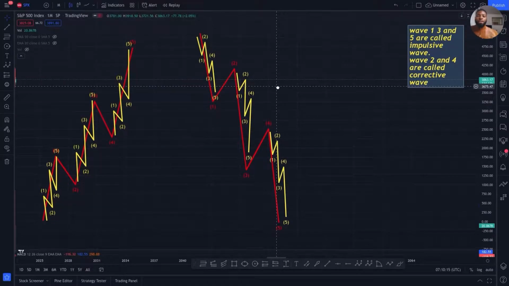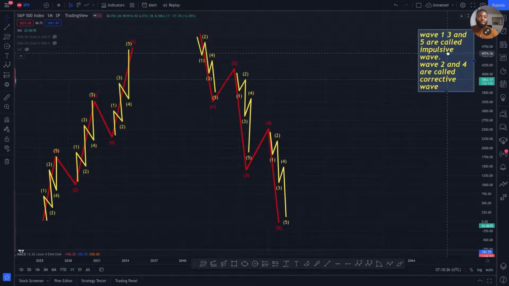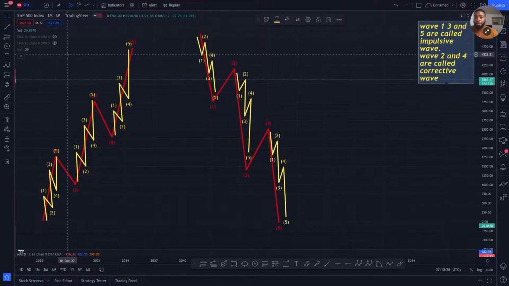So corrective waves, how are they represented? Corrective waves are wave 2 and wave 4. Corrective waves have an ABC pattern, which is a 3-wave pattern.